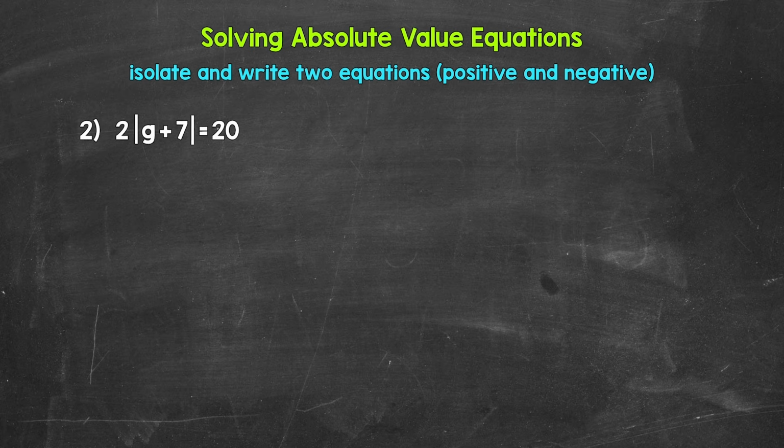For number 2, we have 2 times the absolute value of g plus 7 equals 20. Is the absolute value isolated? No. So we need to start there. Now, I do want to mention we cannot use the distributive property here with absolute value. Those are not the same as parentheses. So just something to keep in mind. Again, we cannot distribute when it comes to absolute value.